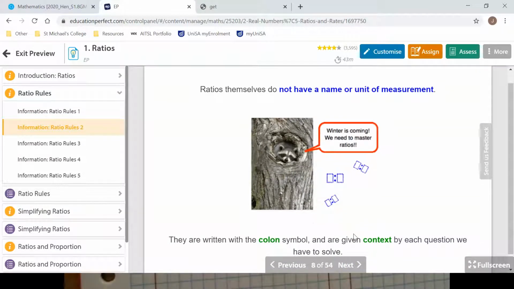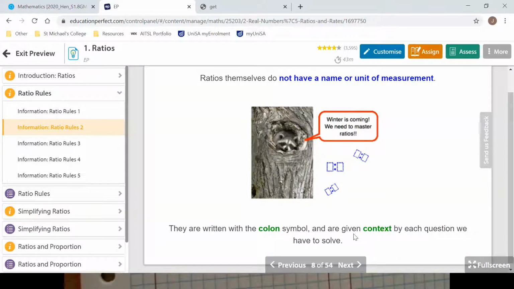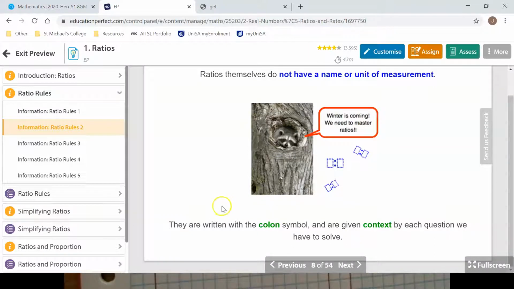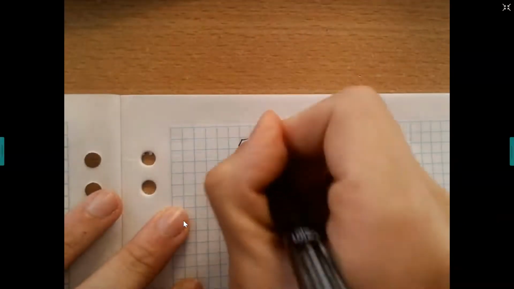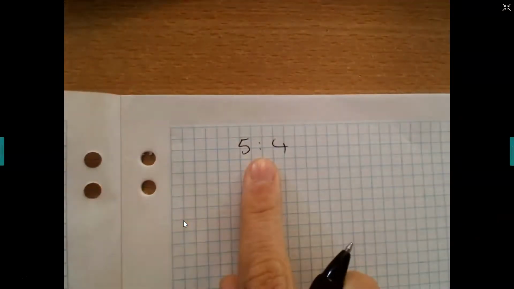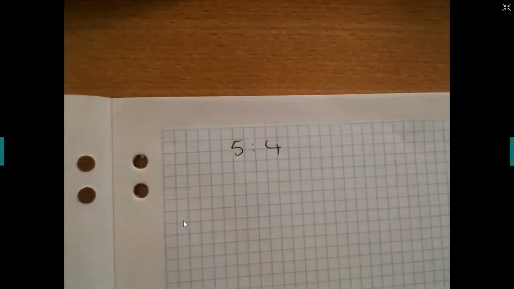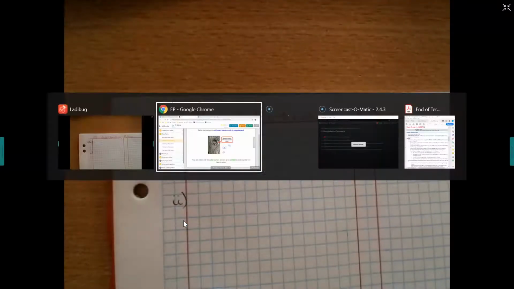Whenever you're writing a ratio, you don't include any units. So it is a unitless way of representing data. You would have seen ratios before, it's when we use a colon. So if we have, say, 5 to 4, you always have the colon in between the two numbers. That's what a ratio looks like.